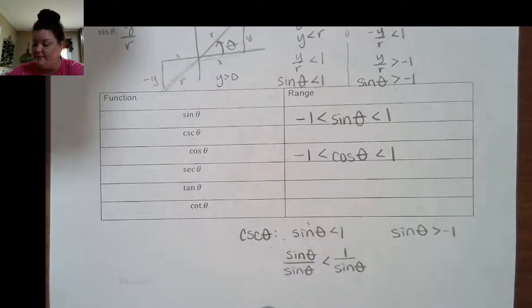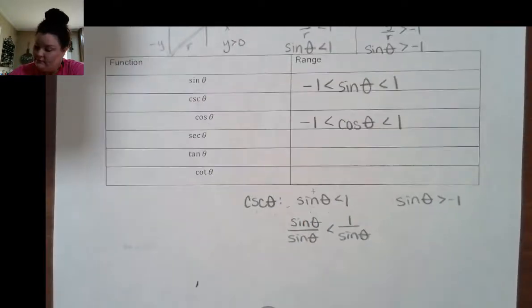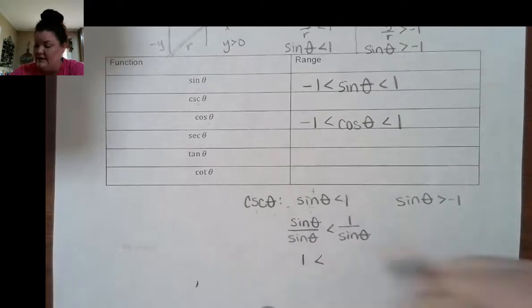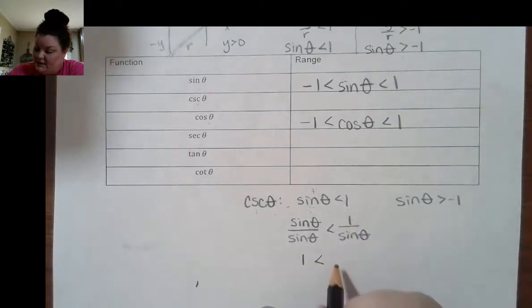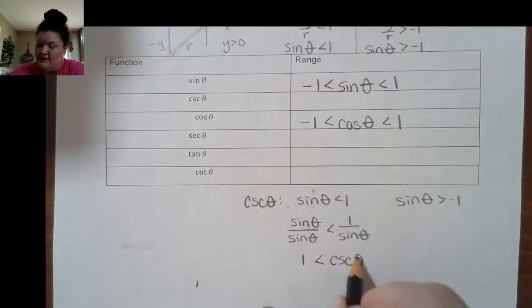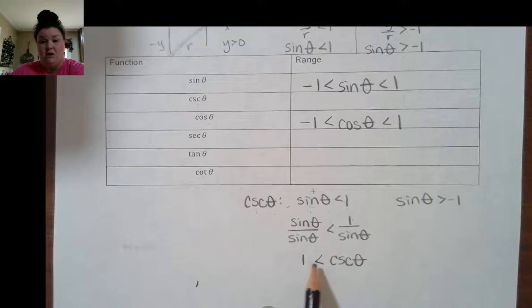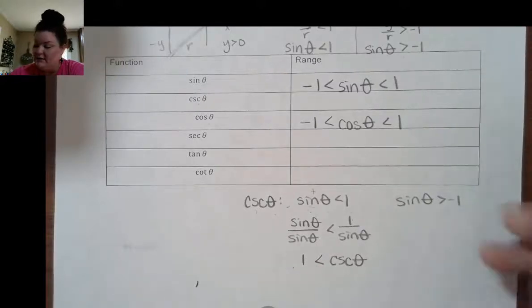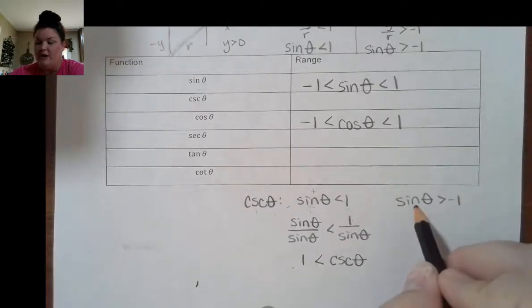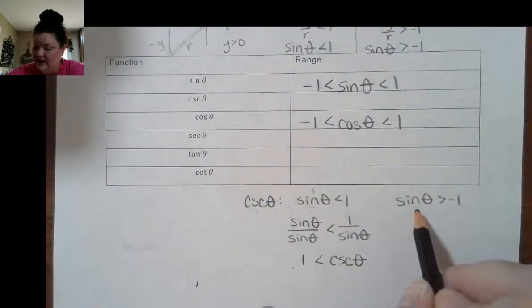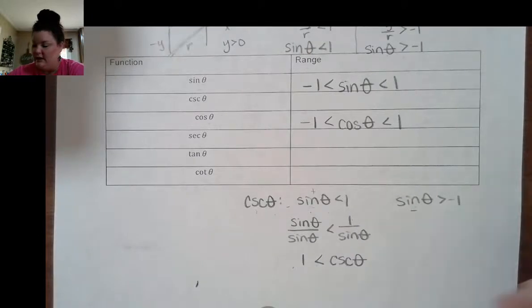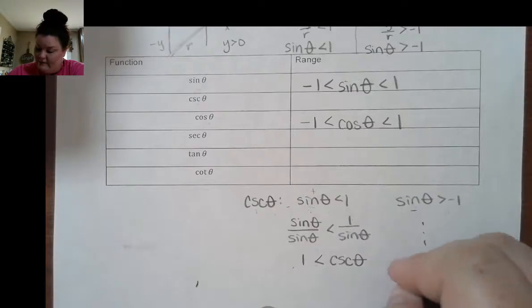Okay? So what that gives me is 1 is less than 1 over sine, which is cosecant theta. So this tells me that cosecant theta has to be greater than 1. Right? And similarly with the other side, if I work this one out the same way, saying this came from quadrant 3, which is the negative side of sine, and I work it all out, what I'll end up with is negative 1 is greater than cosecant theta.